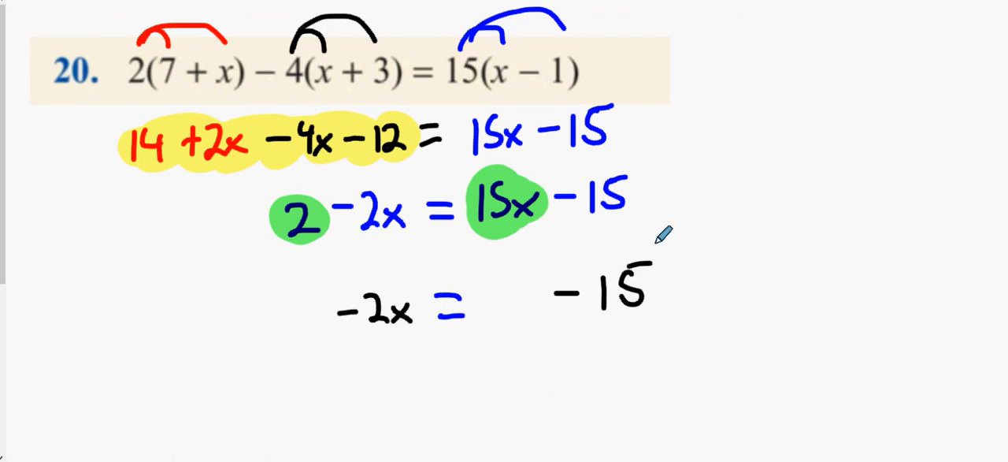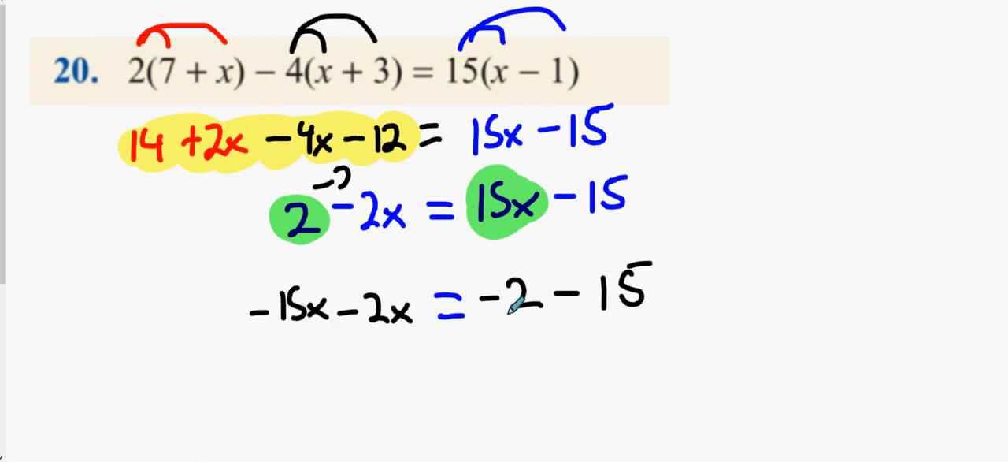Do you see the way I still have them directly underneath? Does everybody see the way they're still directly underneath, and they haven't moved anywhere? Now, where does the 2 go? It was plus 2 on the left, but when it moves to the right? Minus 2. And it's plus 15x on the right, which means minus 15x on the left.